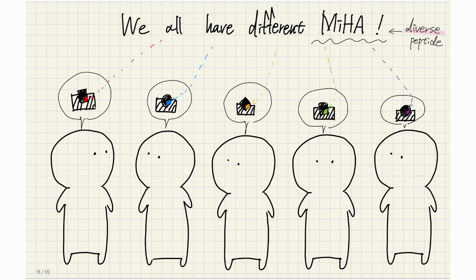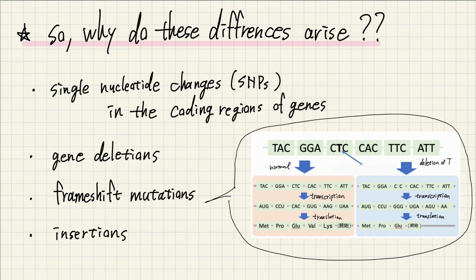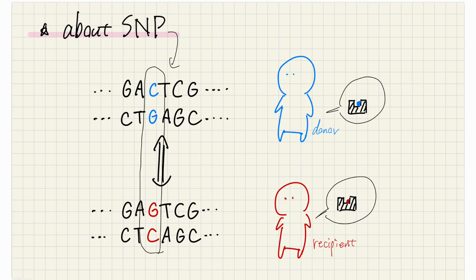Firstly, MiHA is a diverse peptide, and this peptide may differ from individual to individual. So why do these differences arise? Reasons include single nucleotide polymorphisms, SNPs, in coding regions of genes, gene deletions, frame shift mutations and insertions. This article describes the reaction mechanism when an SNP occurs. This SNP results in different amino acid sequences between the donor and the recipient when translated into different amino acids.